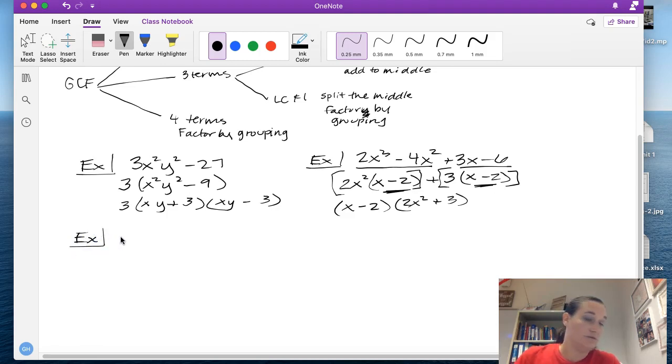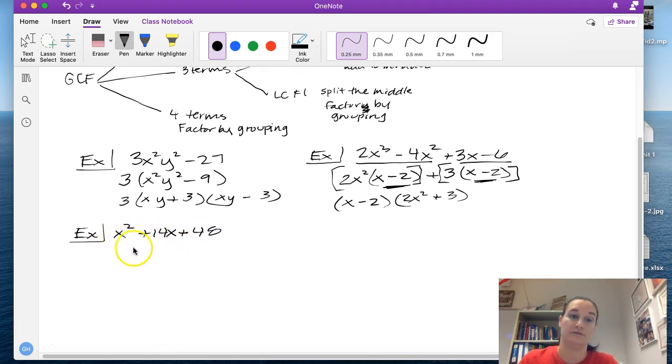Okay, real quickly, I want to do some pretty basic factoring ones just as a reminder. Oops, there should be an x there. Okay, so this has 3 terms. There's not a GCF, so we don't need that.